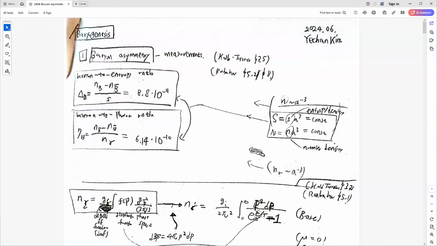The baryon asymmetry of the universe, the so-called BAU, can be obtained by using the formula of the number density of the baryon and the number density of the photon. There are two ways to define the BAU. The first way is the baryon-to-entropy ratio.